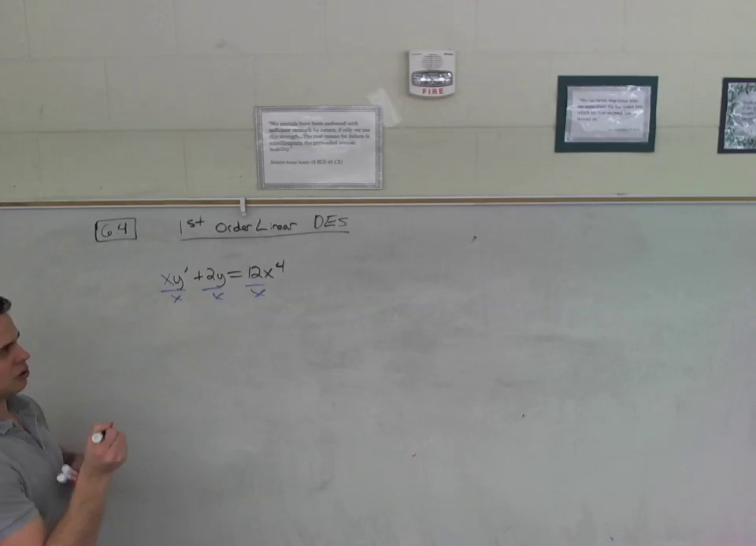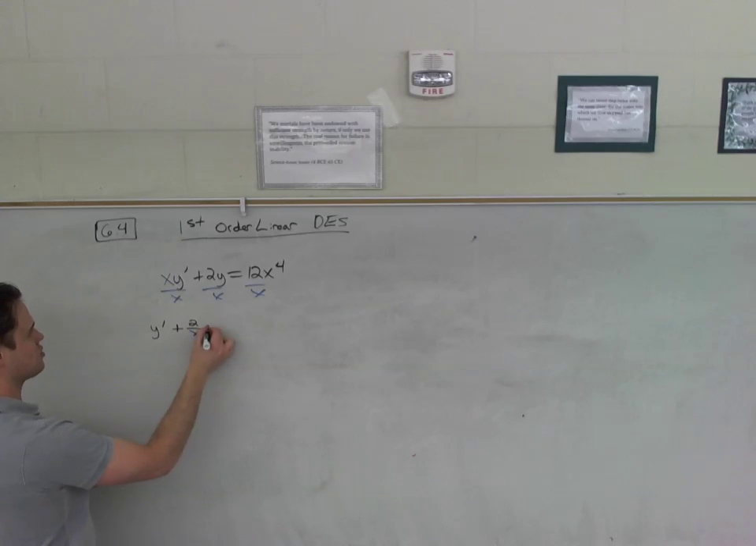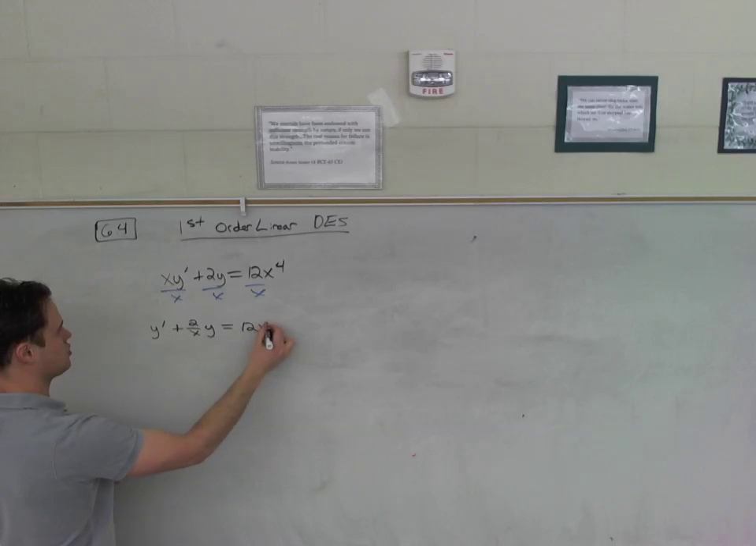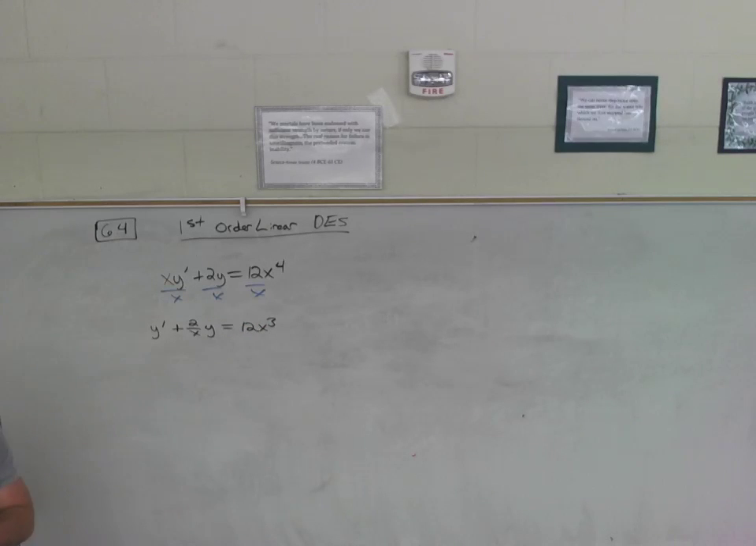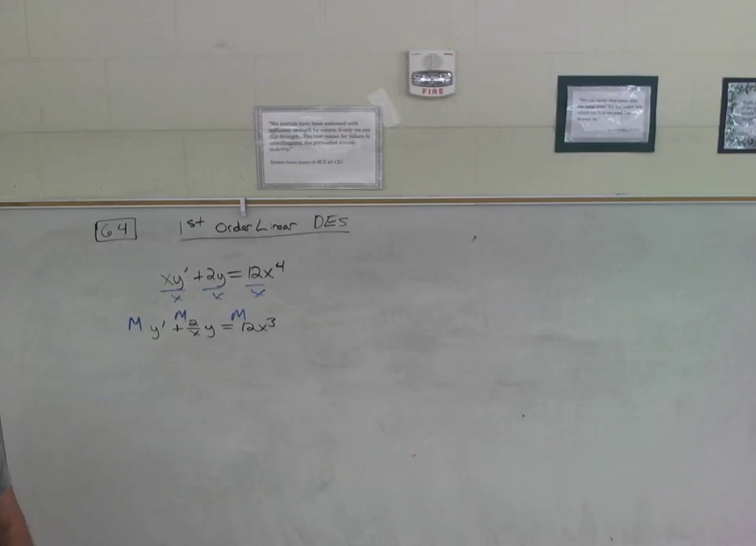I'll try to use some color coding here to help you guys. So we get y prime plus 2 over x times y equals 12x cubed. Now it's definitely in first order linear form. So now step 1 was what? What are we going to do with it? Multiply by a convenient m. What m though? I don't care yet. I'm just going to multiply. Okay. Sounds good to me.